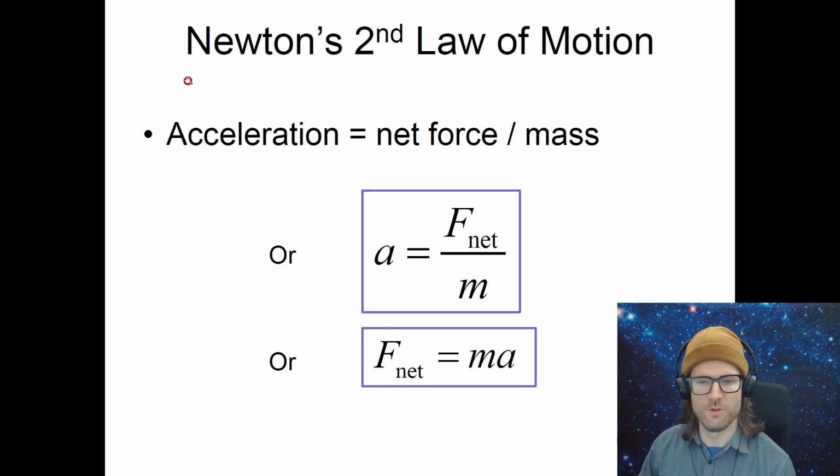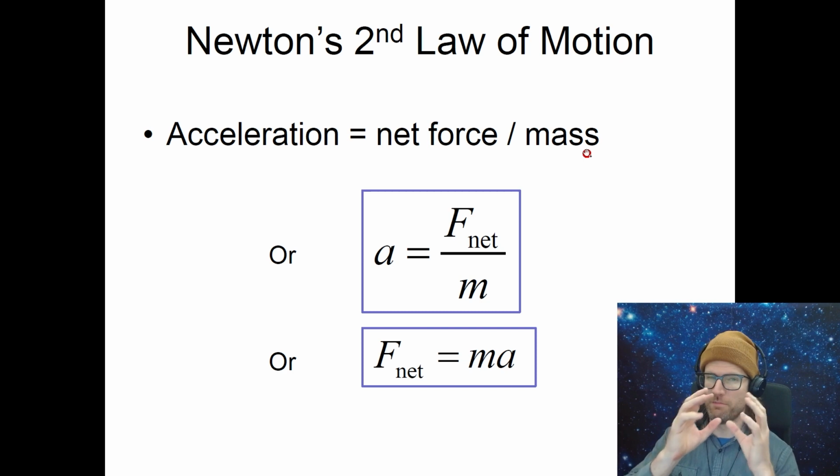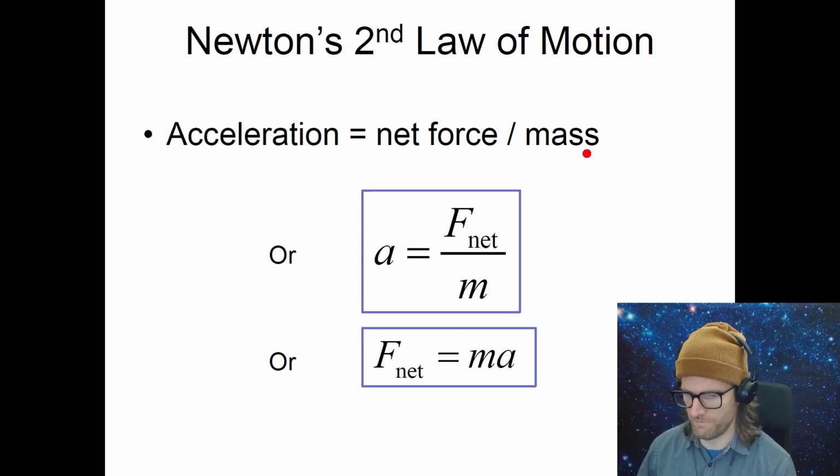Okay, let's move on to Newton's second law. Newton's second law says the acceleration of an object is equal to the net force divided by its mass. Remember, mass is how much matter is in an object. So we can write it like this, that acceleration equals the net force over the mass, or we could say the net force is equal to the mass times acceleration. Both of these are okay.